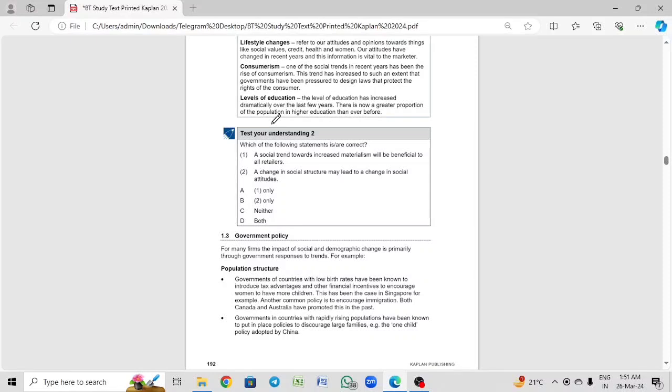Which of the following are true: 1, 2, neither or both? So 1 is technically false, and 2 is true. A change in social structure affects the social attitude. And a social trend towards increased materialism will be beneficial to all retailers? No, it is not. So it is B.